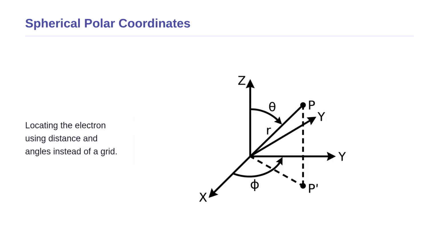Let us visualize this new coordinate system. Instead of walking along rectangular city blocks, we pinpoint the electron's location using three new values. First, look at the solid line labeled R. This is the direct, straight line distance from the origin, where the nucleus sits, to the point P, where the electron is. Next, we have two angles. The angle theta measures the tilt down from the vertical z-axis. Finally, the angle phi measures the rotation around the xy plane at the bottom. Together, r, theta, and phi perfectly describe any point in spherical space.